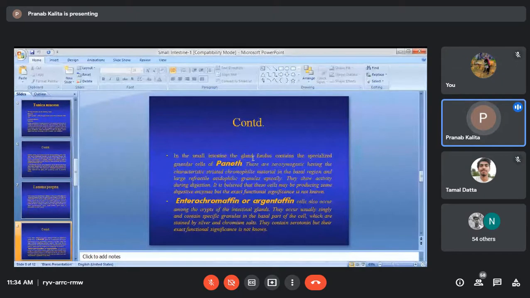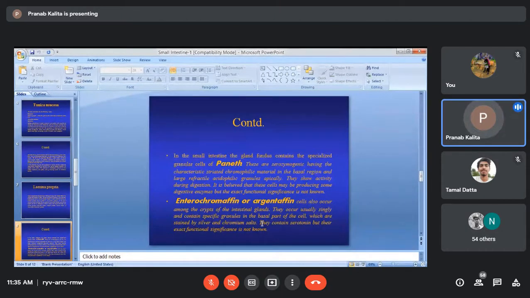Exact function is not clear, and mostly they are identified in ruminants and horse. In addition to the Paneth cells, you may find also argentaffin or enterochromaffin cells in the crypts of intestinal glands. When they are present, they occur usually singly and contain specific granules in the basal part of the cells, which are stained by silver and chromium salts.